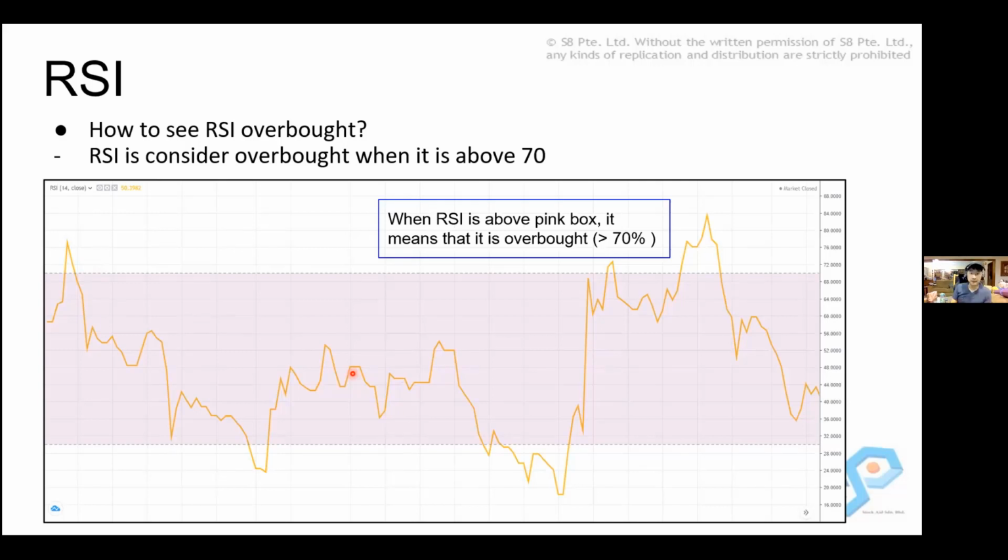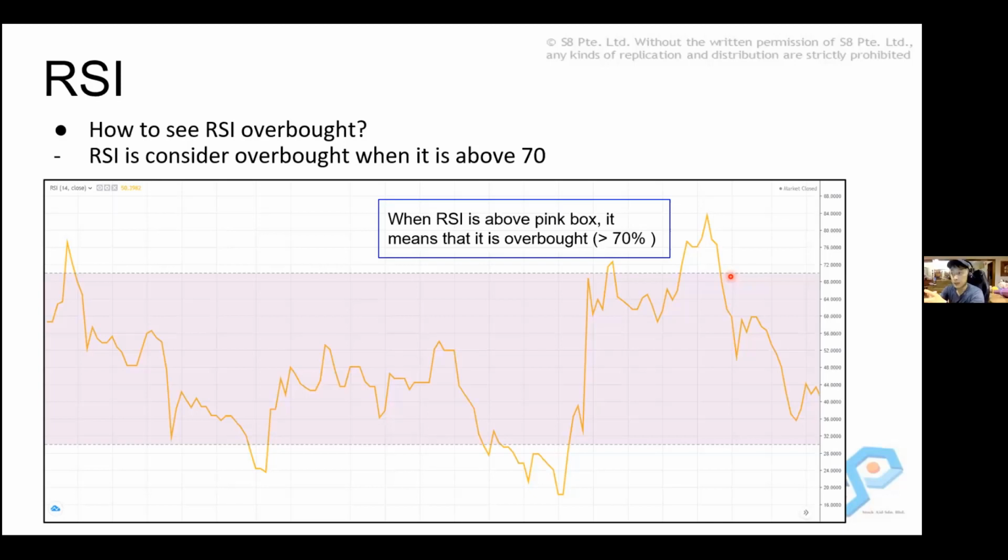Write down in the chat OB, overbought, more than 70. Right? RSI more than 70. Now, when it crosses more than 70, in this case, it is denoted by the pink zone, the purple zone. Above the pink zone, it is white. Above the white zone, that is the above 70 mark. That's where overbought is found.